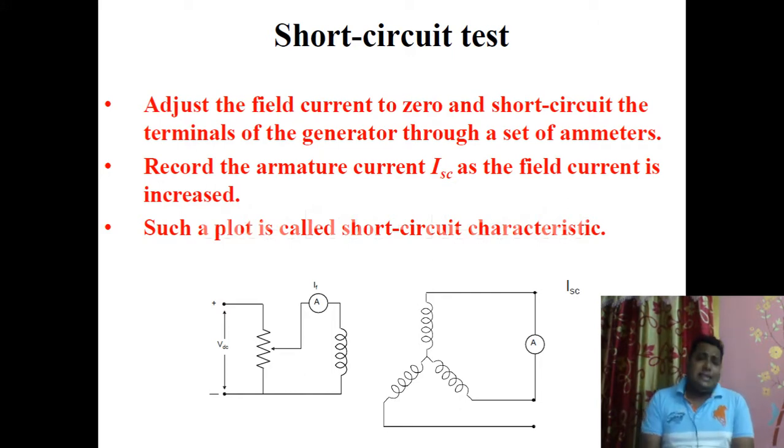In the same diagram, the left hand side is for the field winding and the right hand side is for the armature winding. With the field winding, a DC supply is given and due to that a field will be generated. We maintain a minimum field current initially, then increase the field current value step by step. The flux is cut by the winding, and then there will be an EMF generated at the terminal.